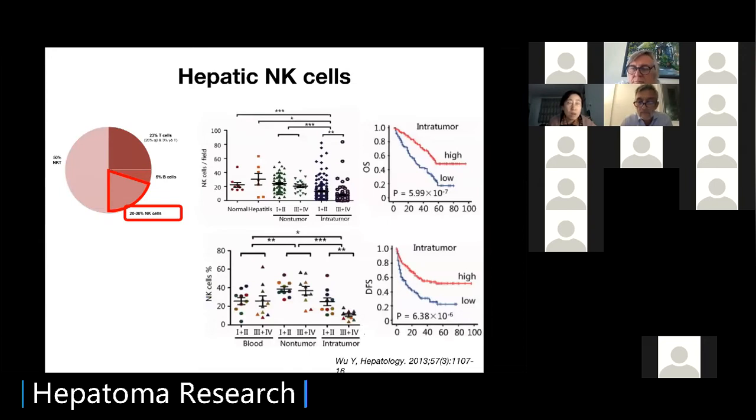NK cells in the liver represent about 20 to 30% of the total hepatic lymphocytes, which is about 5 times higher than in the spleen and peripheral blood. This unusually high frequency of hepatic NK cells coincides with their critical roles during liver tumorigenesis. You can see the NK cell frequency decreased in the tumor, but not in the non-tumor tissues.